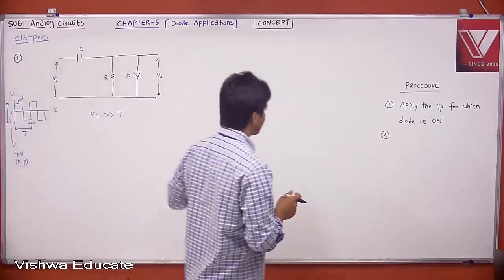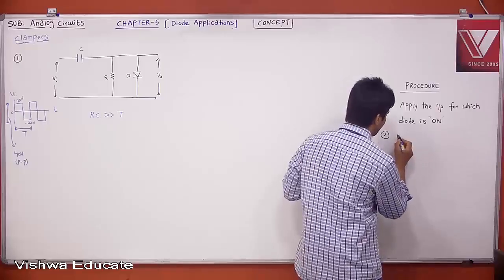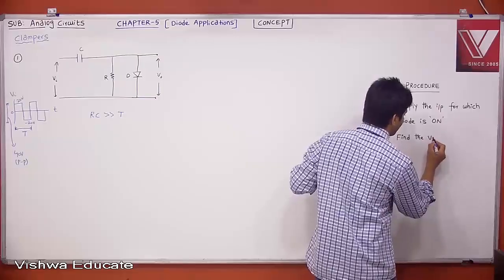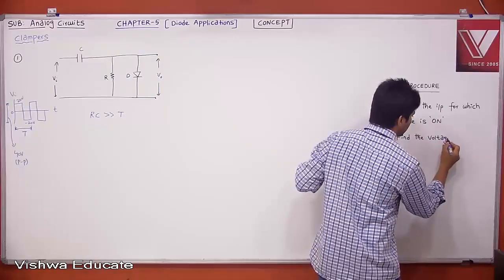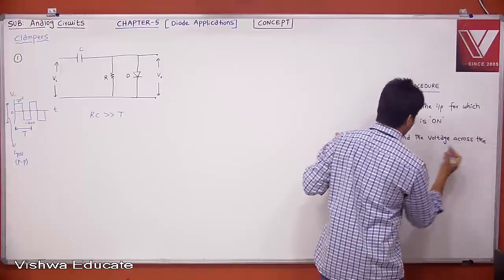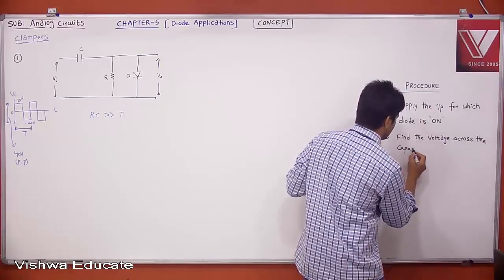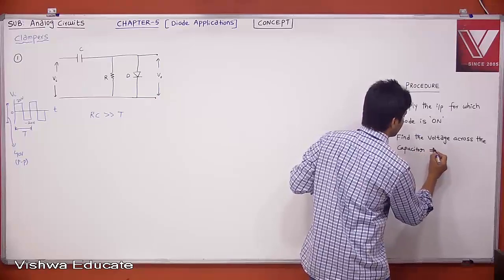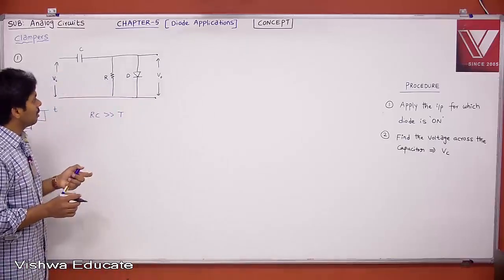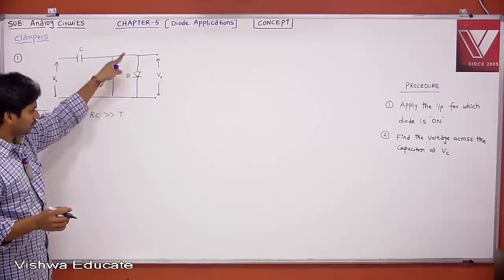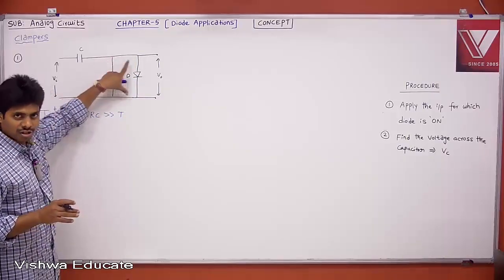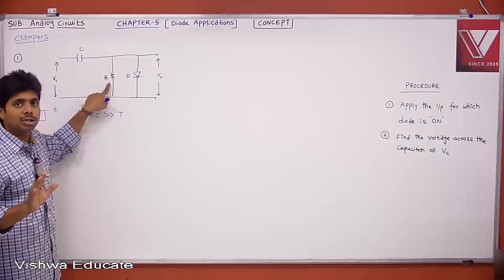Next, when the diode is on, find the voltage across the capacitor. Let me call that VC. Now that's what we will apply. When the diode is on, it is a short circuit, taking it as an ideal diode. This short circuit is in parallel to the resistor, so R is not coming into the picture.